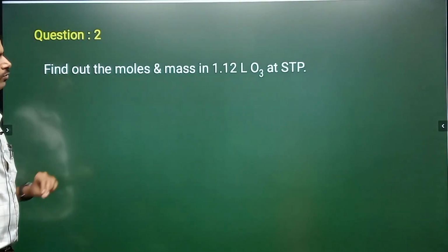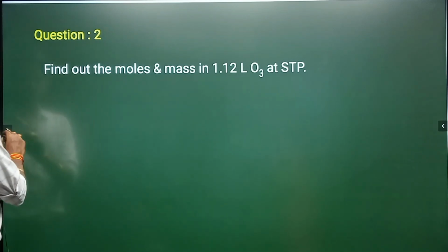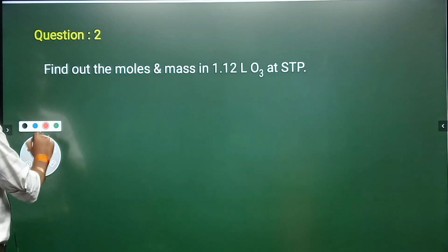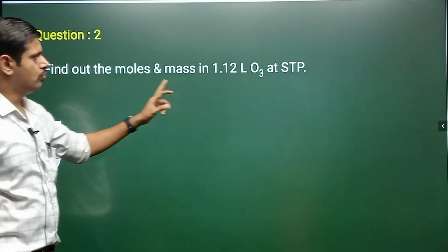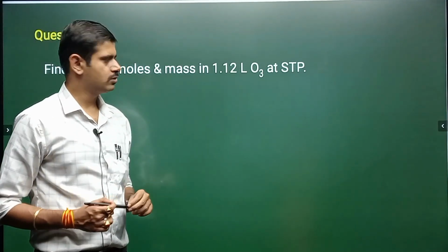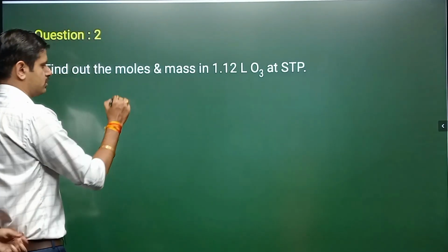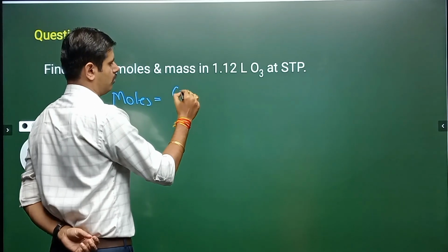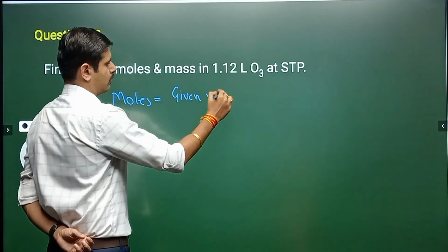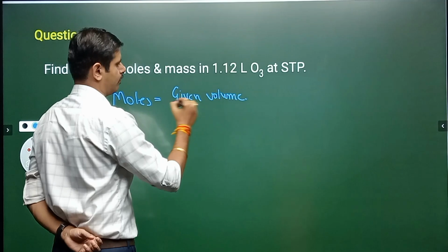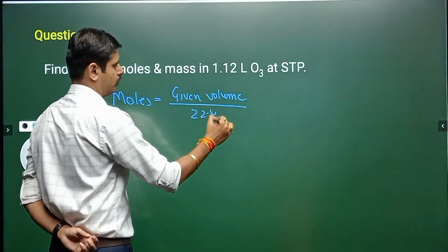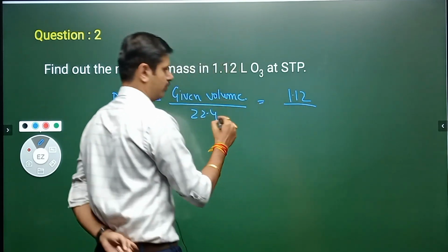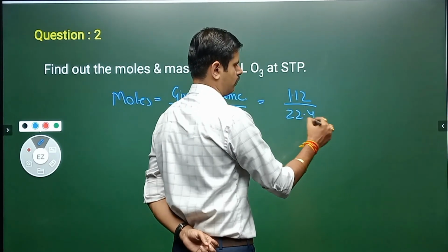Question 2, find out the moles and mass in 1.12 liters of O3. See, for moles, here we have to take the gaseous formula. Moles is equal to given volume divided by 22.4. So given volume is 1.12, divided by 22.4.